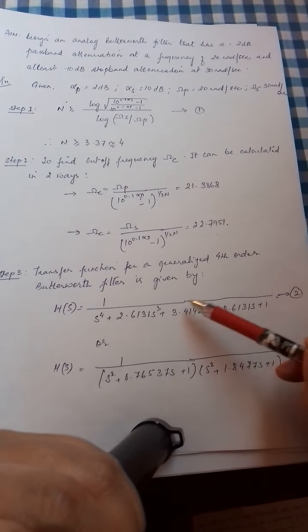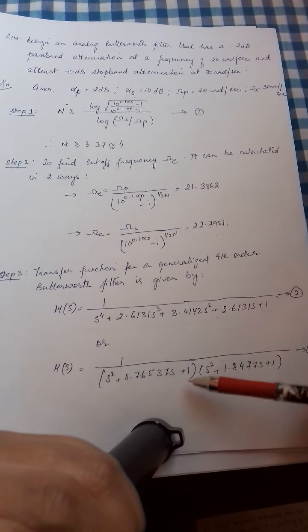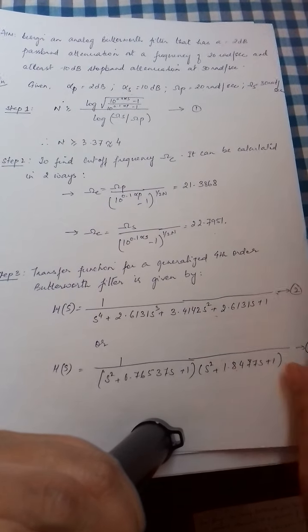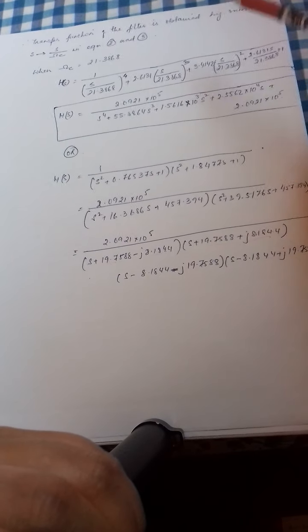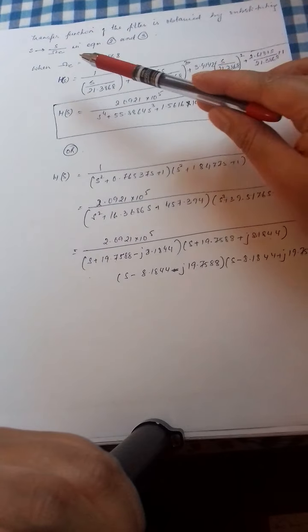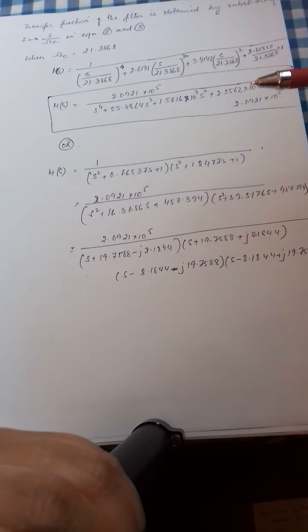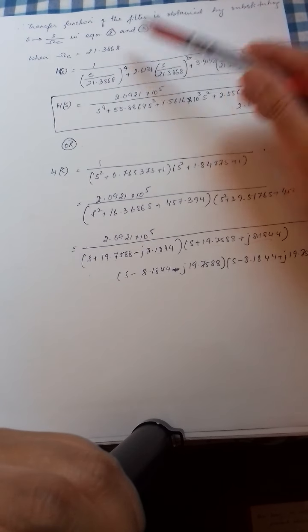So in step 3, the transfer function, this is a standard transfer function. So you can write it either this way, or you can write it in terms of poles in this way. So in the third step, the transfer function of a filter is obtained by substituting S by omega c in equation 2 and 3. Since we have two values of omega c, we'll start with the first one, 21.3868.